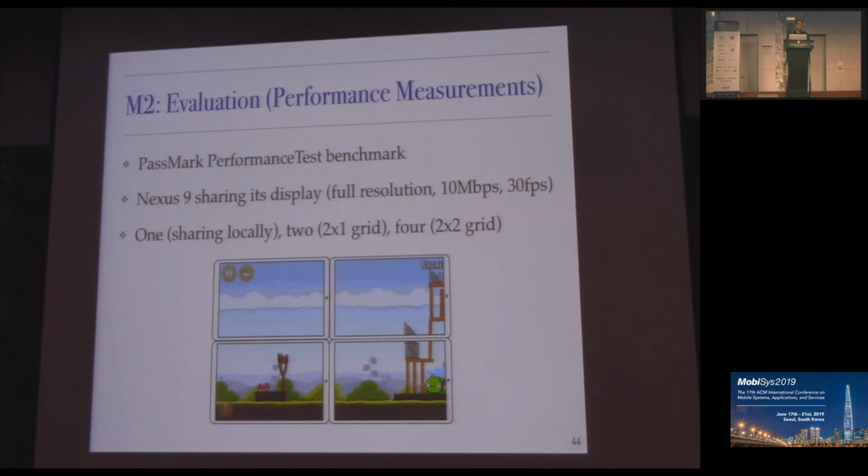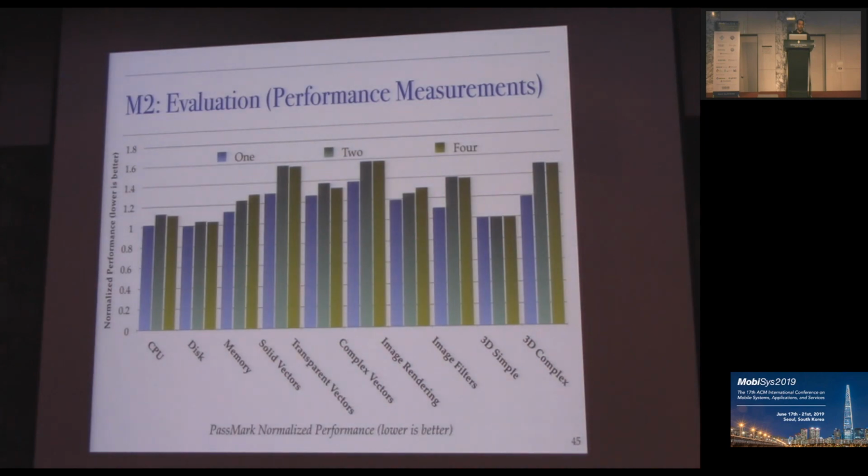I only show 3 of those scenarios which ran Passmark on a single Nexus 9 while sharing the display locally, then while sharing the display to 1 remote system, and finally while sharing the display to 3 remote systems in a fused display scenario. The display sharing was done at full resolution, 10 megabits per second bitrate and 30 FPS. The performance here is normalized to idle, which performed the same as stock Android.